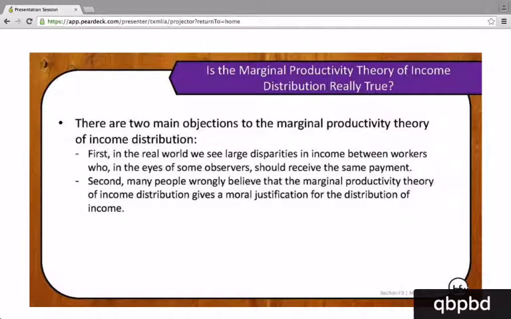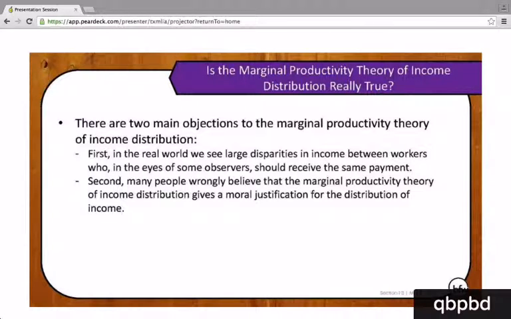So these are the two main objections to it. Okay? First, in the real world, we do see these large disparities in income between workers who, in the eyes of some observers, should receive the same payment. Secondly, many people wrongly believe that the marginal productivity theory of income distribution gives a moral justification for the distribution of income. Just because income may be distributed according to marginal productivity theory doesn't mean that that's the right way to distribute income or the moral way to distribute income.